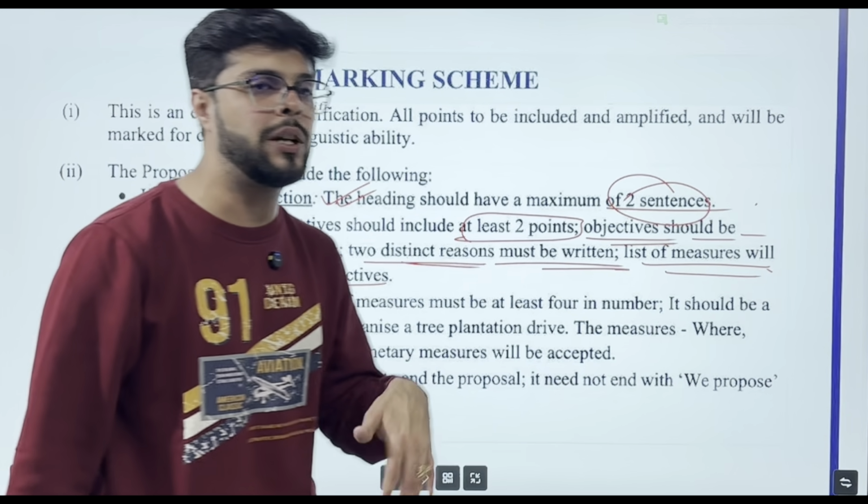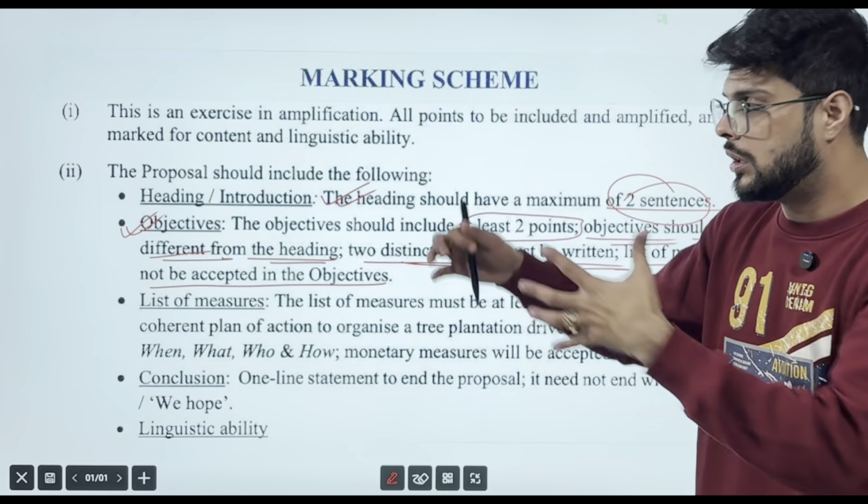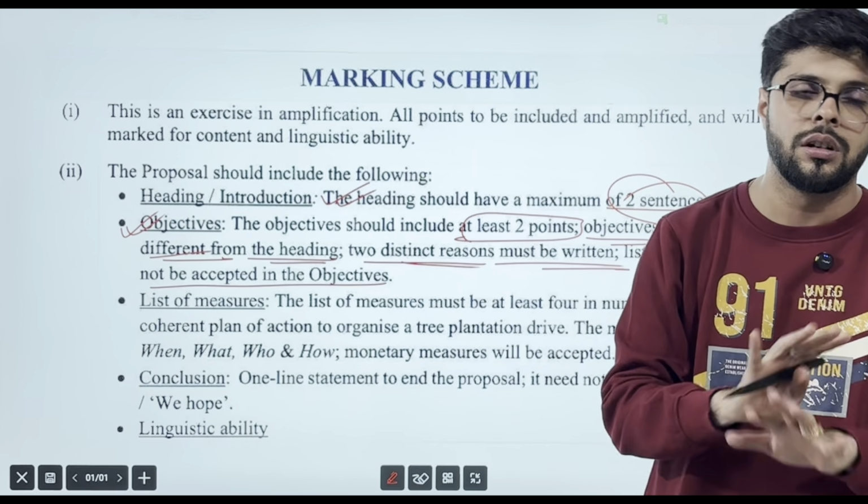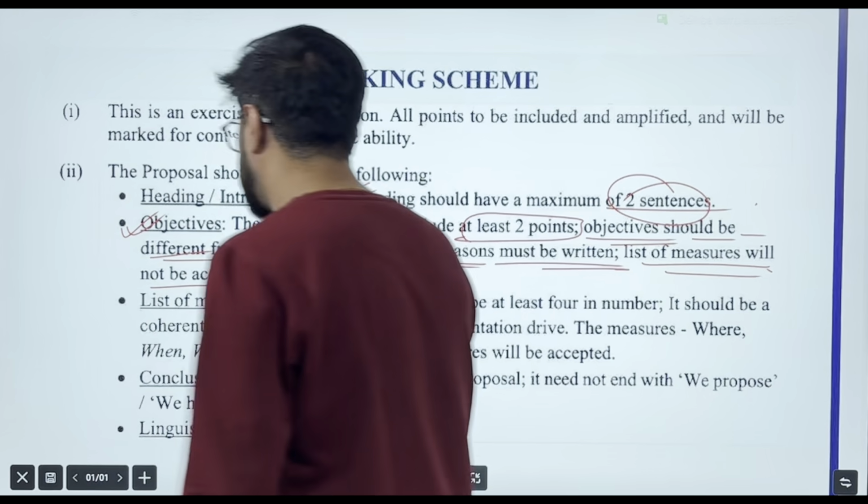Means you cannot write what, where, when, who, those elements which are a part of the list of measures, in the objective part. That is not appreciated by the teachers. Please bear that thing in mind.